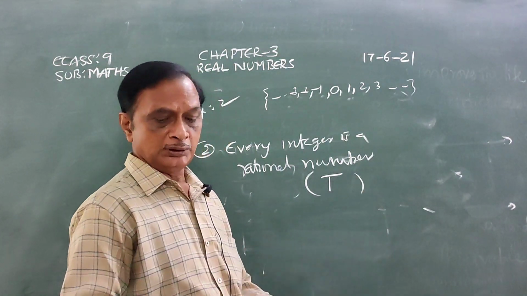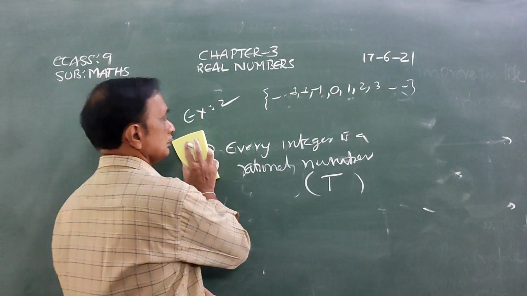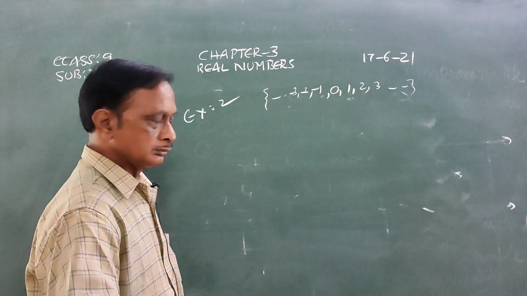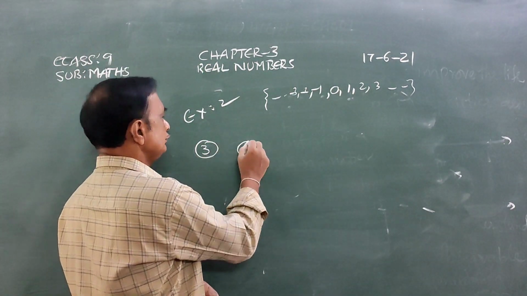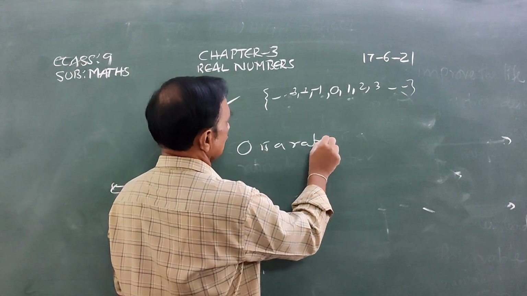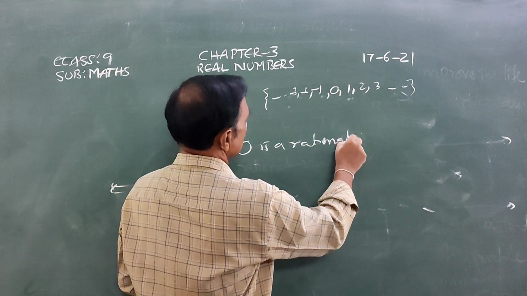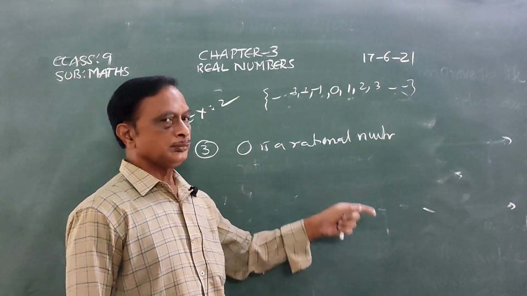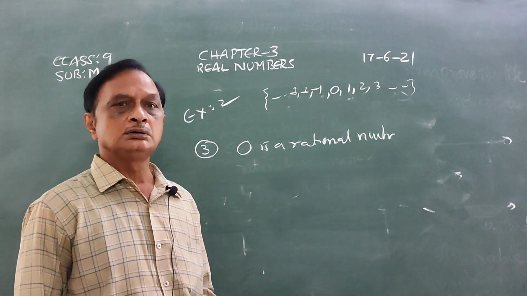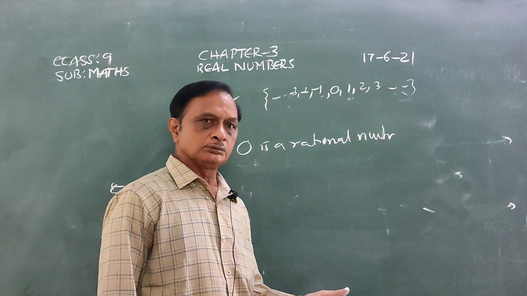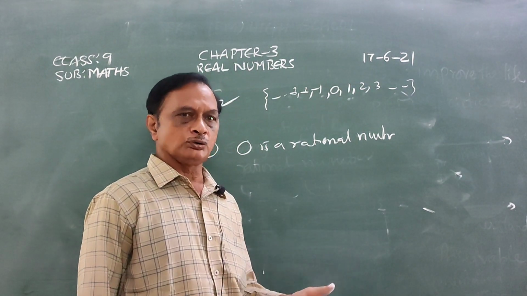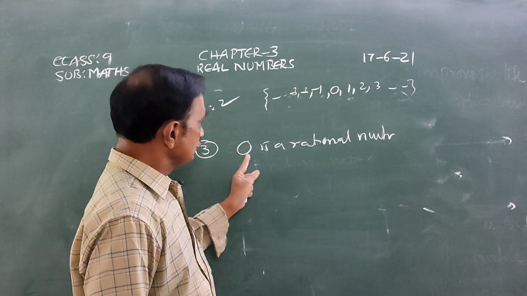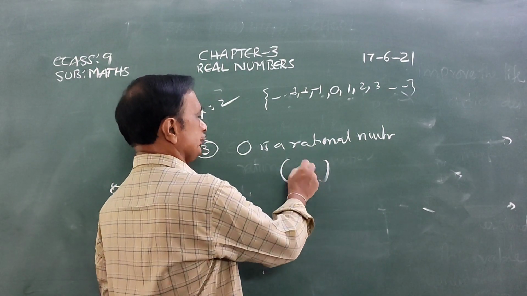Now what is the third one? 0 is a rational number. So can we accept that 0 is a rational number? Yes, because 0 can be written as what? 0 by 1, 0 by 2, 0 by 3 and so on. So the statement that 0 is a rational number is true.